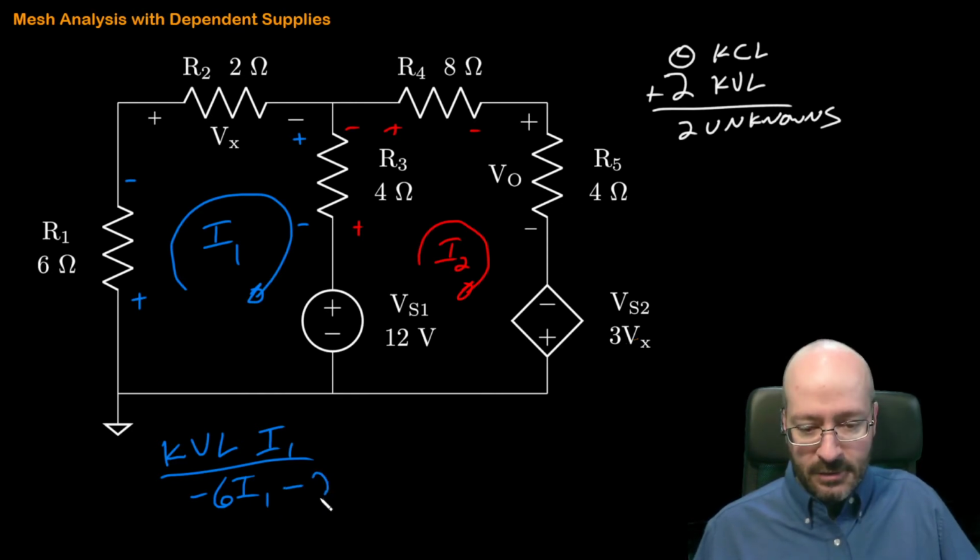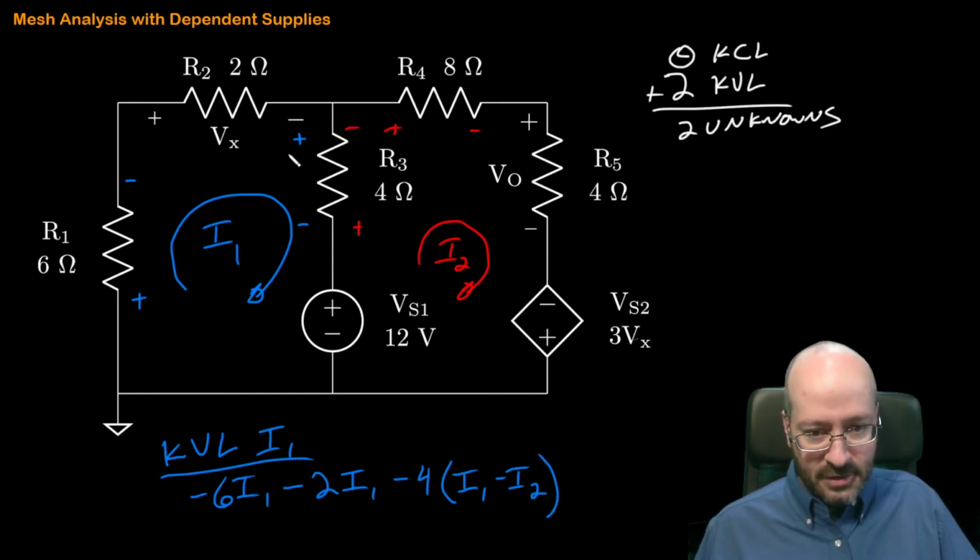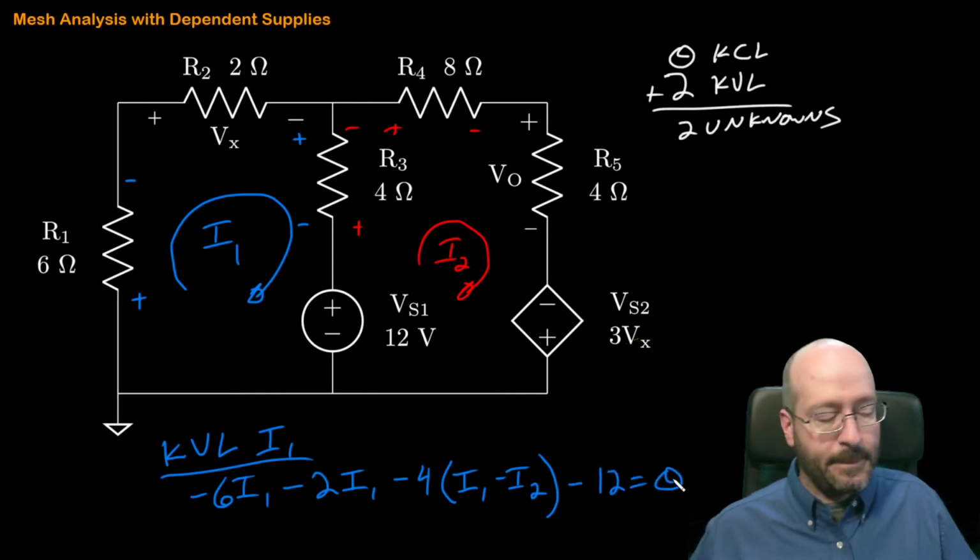We're going to drop across the 2 ohm. Again, I1 is the only current, and it's flowing in the positive direction. Here we're going to drop across the 4 ohm. I1 is in the positive direction. I2 is in the negative direction. Again, using the blue polarity to write that. And then from plus to minus, I'm going down across the 12, and that's equal to 0.